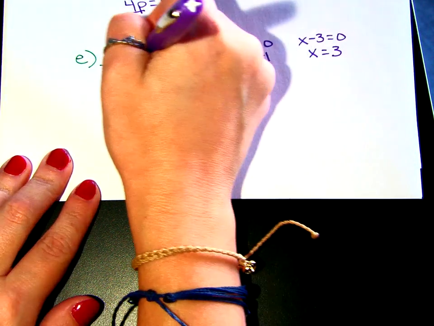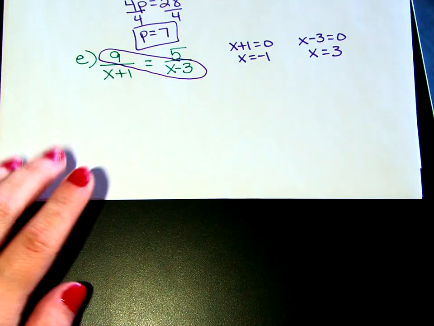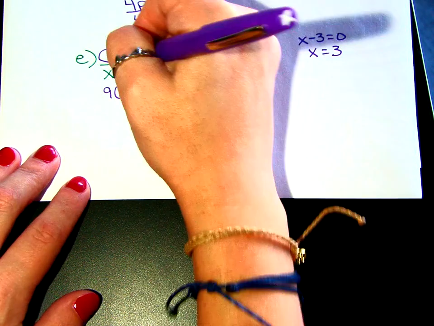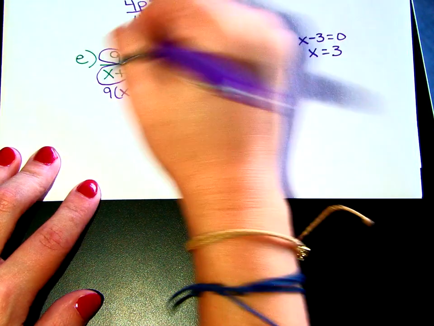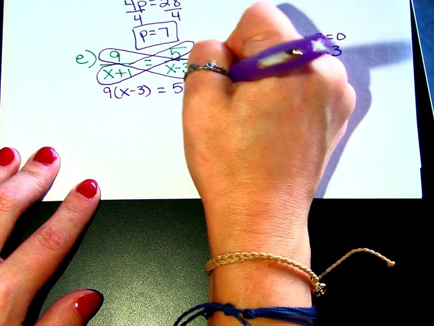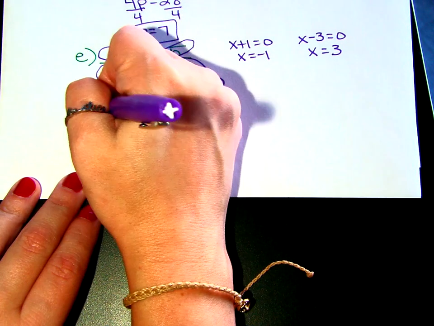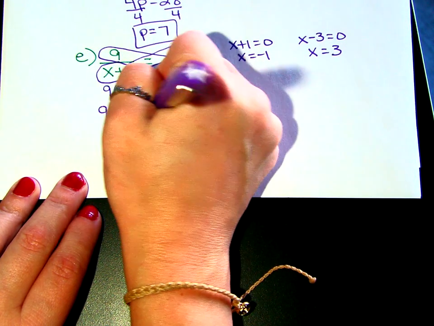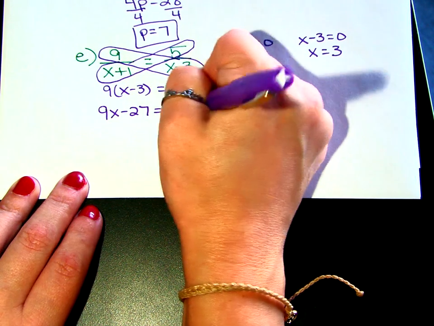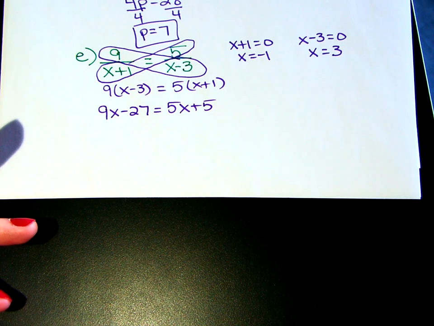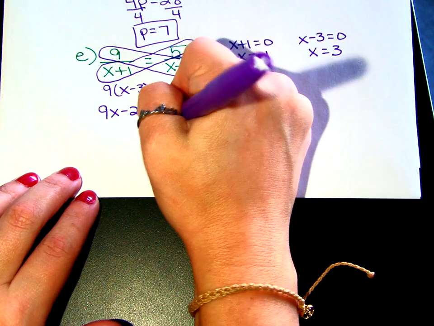So I'm going to take 9 times the x minus 3 equals, and I'm going to take x plus 1 times 5. Cross multiplied, I get rid of my fractions. Now I'm going to distribute. 9x minus 27 equals 5x plus 5. I'm going to move my variables to the left, my constants to the right, just so I can keep everybody positive.